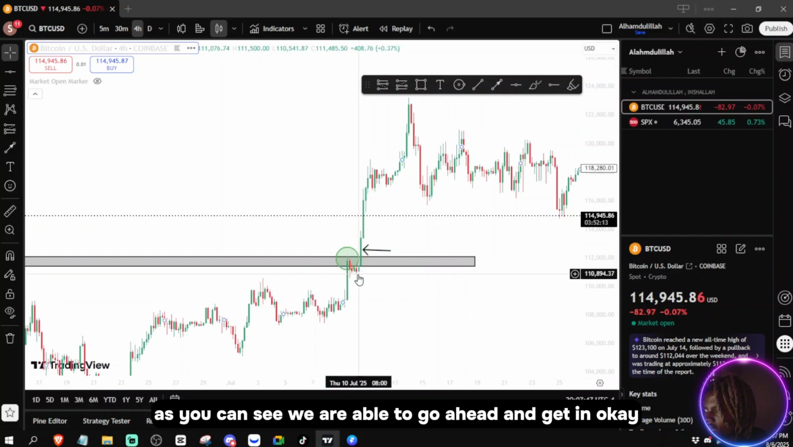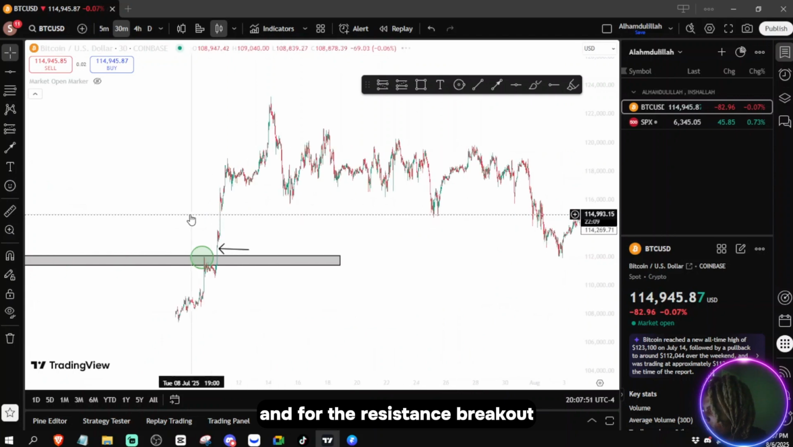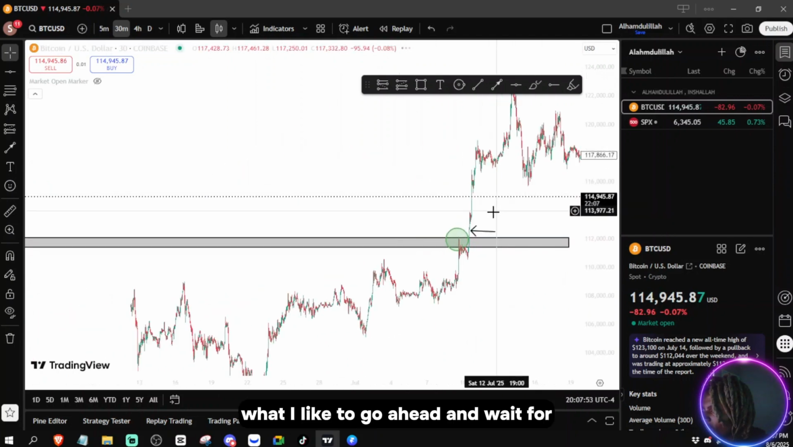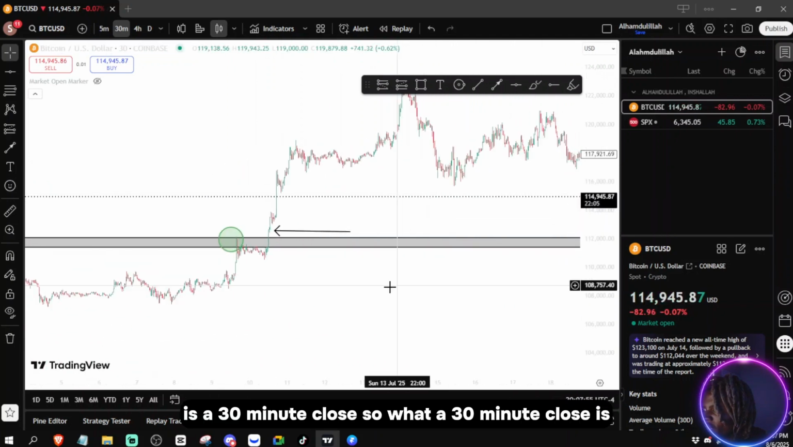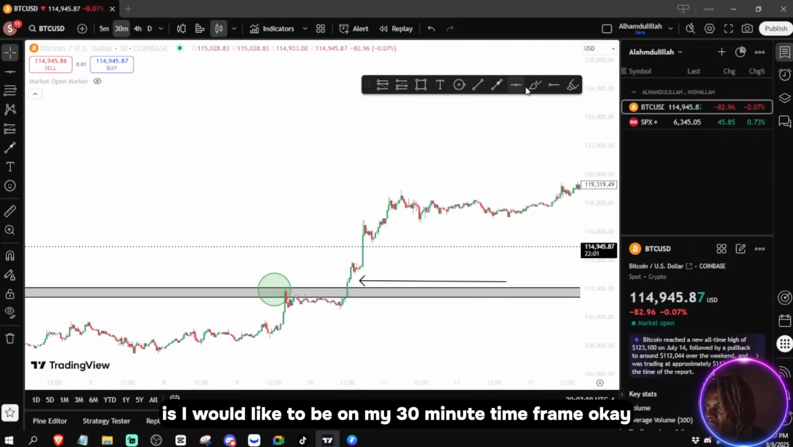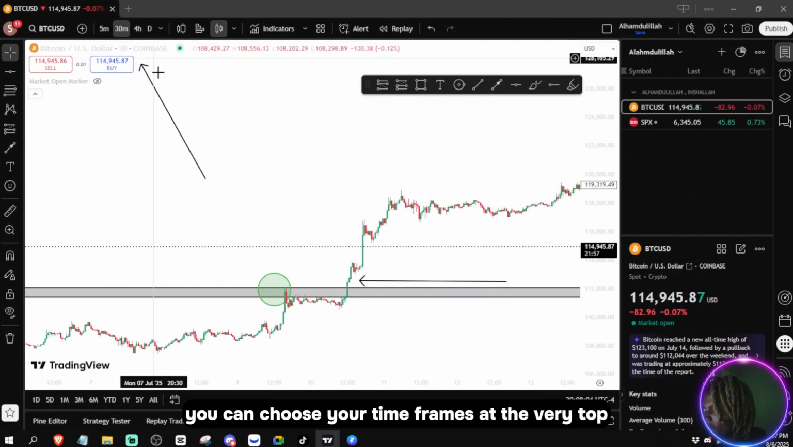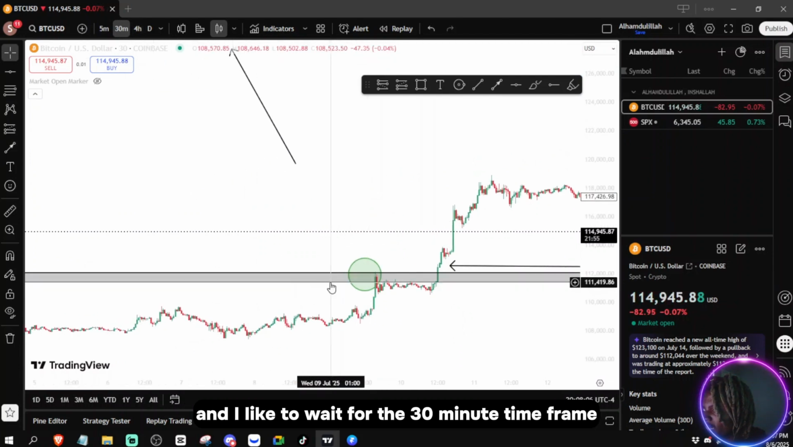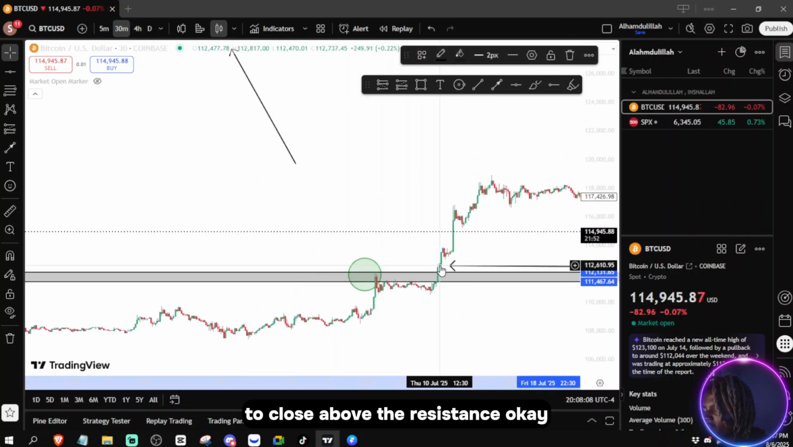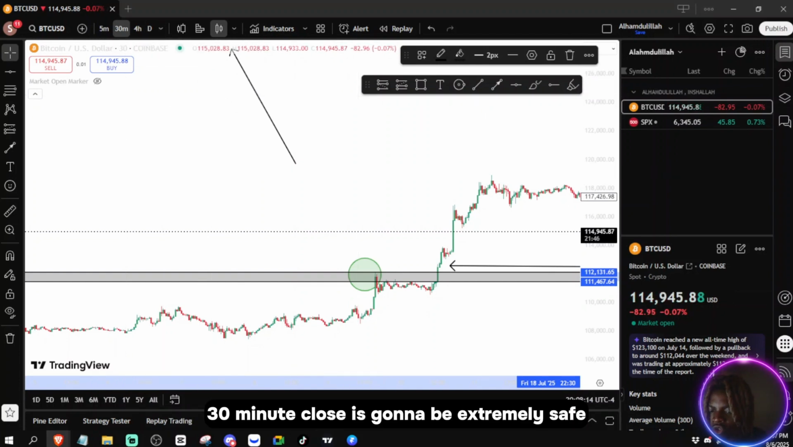as you can see, we are able to go ahead and get in. And for the resistance breakout, what I like to wait for is a 30-minute close. What a 30-minute close is, I would like to be on my 30-minute time frame. You can choose your time frames at the very top. And I like to wait for the 30-minute time frame to close above the resistance. You can either do a 30-minute close or a 15-minute close. A 30-minute close is going to be extremely safe.